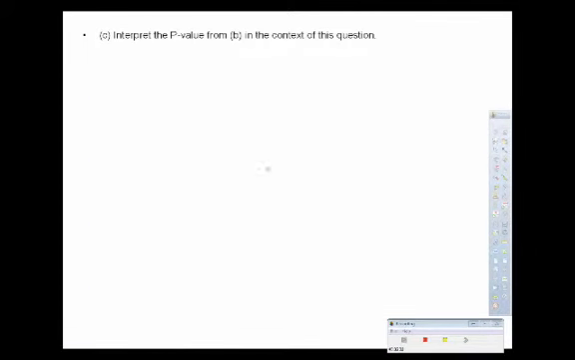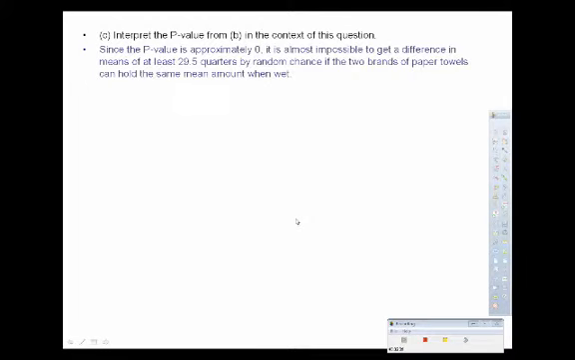Okay. Interpret the p-value from B in the context of this question. Since the p-value is approximately 0, it is almost impossible to get a difference in the means of at least 29.5 quarters by random chance, if the two brands of paper towels can hold the same mean amount when wet. So it's almost impossible for that to happen.